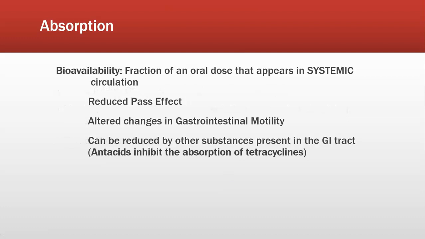So what is bioavailability? How much of the drug actually makes it into the systemic circulation? A fraction of an oral dose that appears in the systemic circulation could be reduced by that first pass effect. It may be because of altered changes in the gastro and the gut. It could be reduced because there are other substances present in the GI tract. So again, that's knowing and understanding what medications your patient is on, because an antacid will inhibit the absorption of tetracyclines. And there are so many more, but that's just one example.